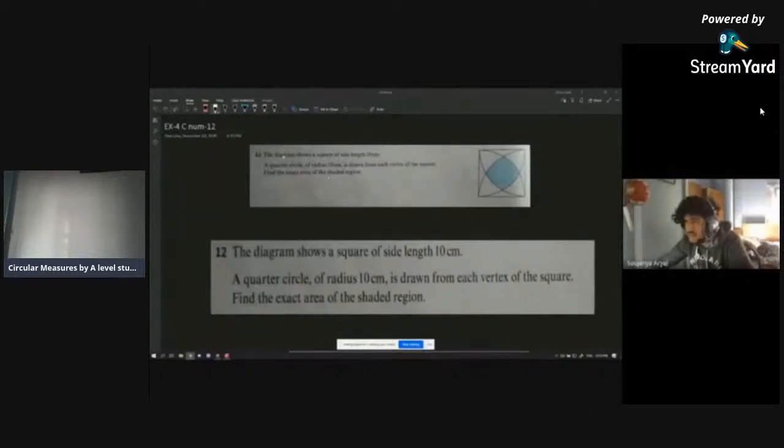Yeah, so this is the question. So I'll just read out the question. The diagram shows a square of side length 10 centimeters. So all the sides are 10 centimeters, and a circle of radius 10 centimeters is drawn from each vertex. So from each vertex we have a quarter circle. This figure is made up of four quarter circles from each vertex.